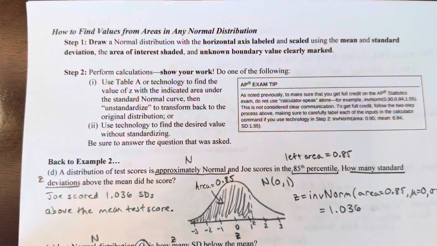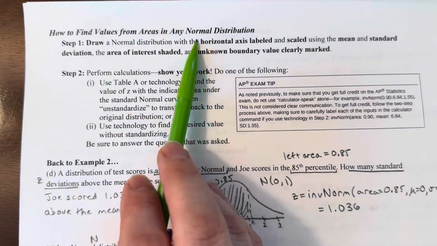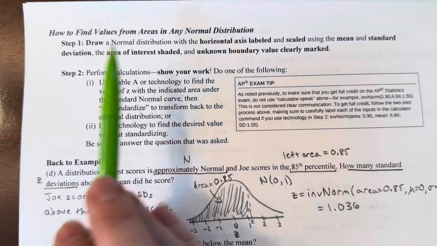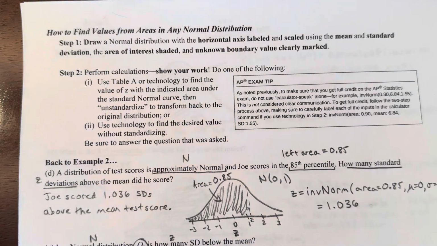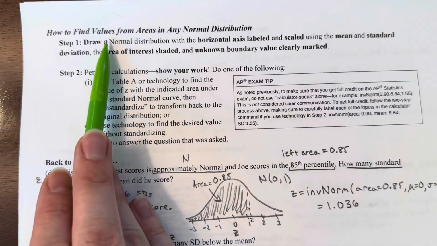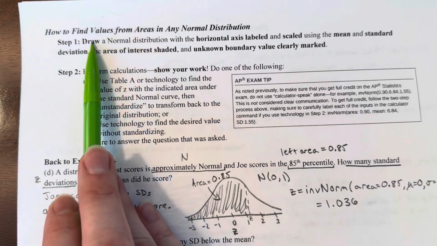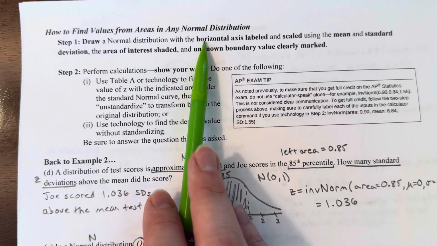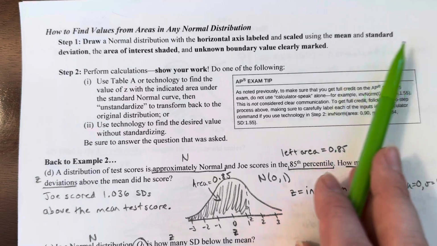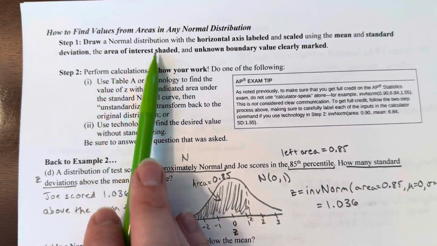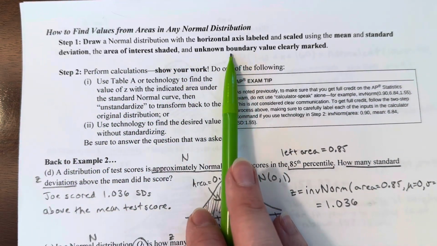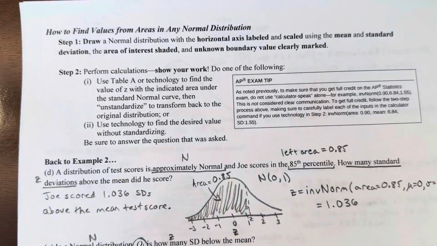Now, the way that we find values from areas in any normal distribution. We just looked at how to find the area. Now, what if you're given the area and you have to go backwards to the value? Step 1 is still draw a normal distribution with the horizontal axis labeled and scaled using the mean and standard deviation, the area of interest shaded, and unknown boundary value clearly marked.